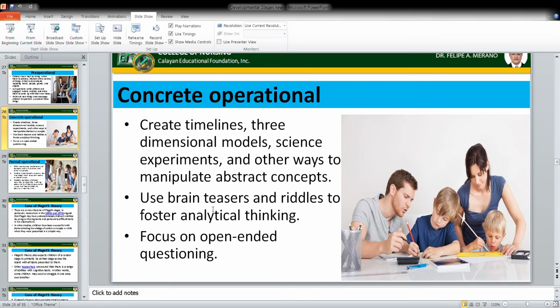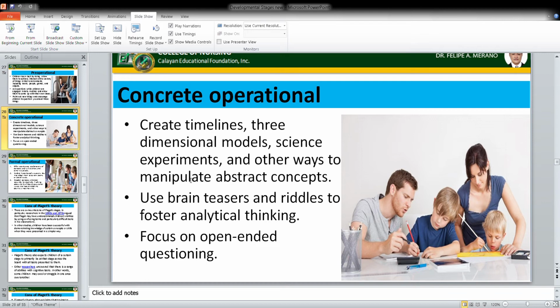Next, concrete operational. So, create timelines, three-dimensional models, science experiments, and other ways to manipulate abstract concepts. In here, children should have started developing their abstract reasoning. Okay, solve simple problems, mathematical or simple problems in the house. Okay, how to put things in order, as a form of brain teasers and riddles to foster analytical thinking. Okay, riddles is bugtong, I think.